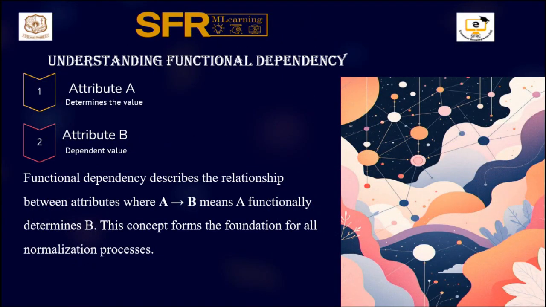Before going to the normalization concept, first let's understand functional dependency. Functional dependency occurs when one attribute uniquely determines another attribute within a relation. It describes how attributes in a table relate to each other. So if attribute A functionally determines attribute B, we write this as A determines B.